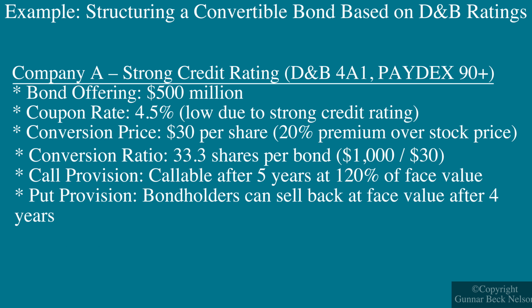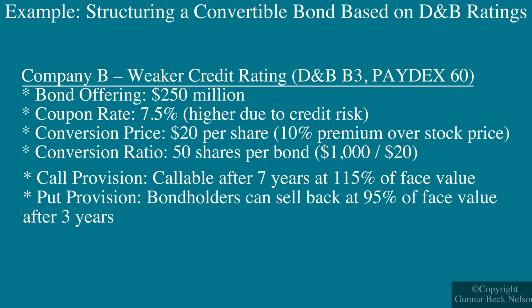If we were to see a more in-depth example, let's say we have company A with a strong credit rating from Dun & Bradstreet of 4A1 and a PAYDEX score of 90+. They have a bond offering of $500 million with a coupon rate of 4.5%, which is low due to the strong credit rating. Then we have a conversion price of $30 per share at a 20% premium over the stock price. The conversion ratio will be 33.3 shares per bond, indicating that every $1,000 bond converts at the $30 conversion price. The call provision would be callable after 5 years at 120% of face value, and the put provision lets the bondholder sell back at face value after 4 years.